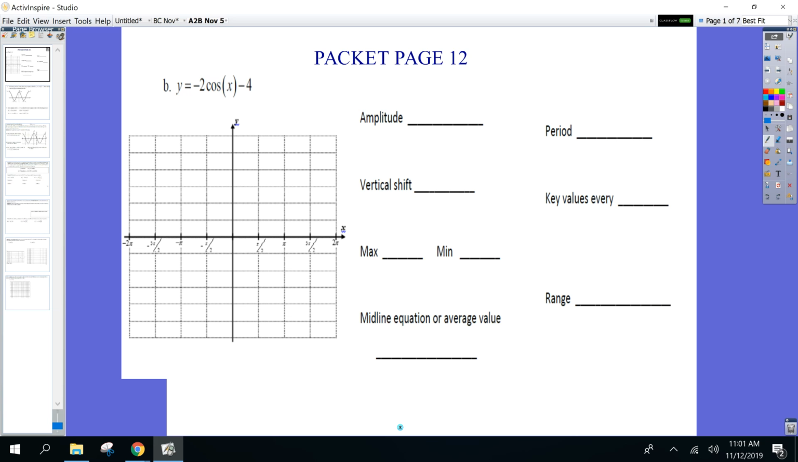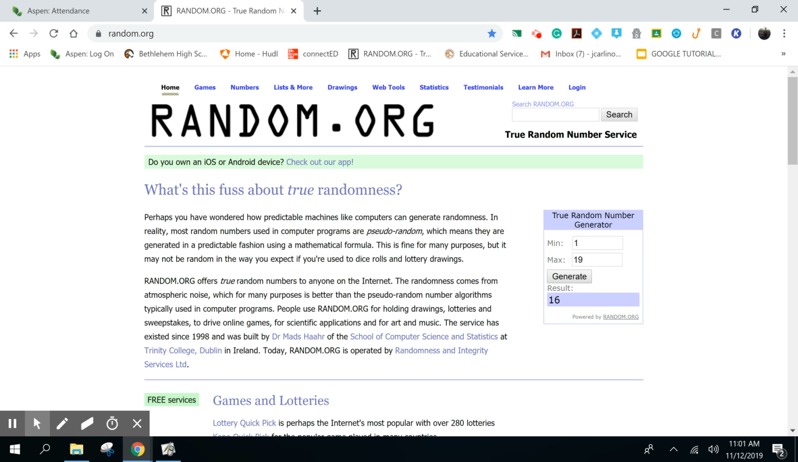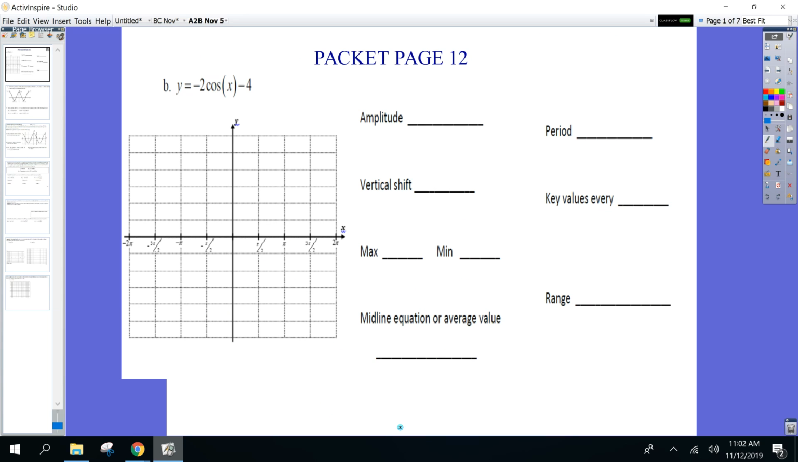All right, amplitude. You can use the equation to find the amplitude. Is it 4? No. -2? Final answer? Yes, 2. It's the number out in front, but amplitude's always positive. So I take that negative off, and the amplitude is indeed 2.